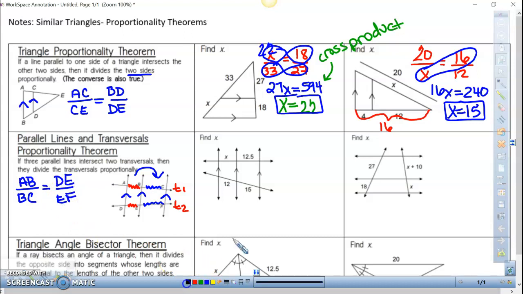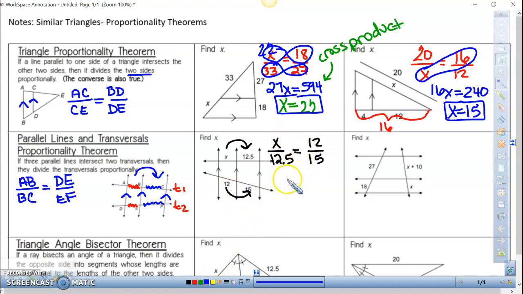All right, so we can come over here, and again, you can set up your first ratio going left to right or right to left. Maybe we'll do a different way over here just so you can see. So if I go x over 12.5, that's going to be equal to 12 over 15, because if I go from left to right, I've got to go left to right. Again, this could look different.